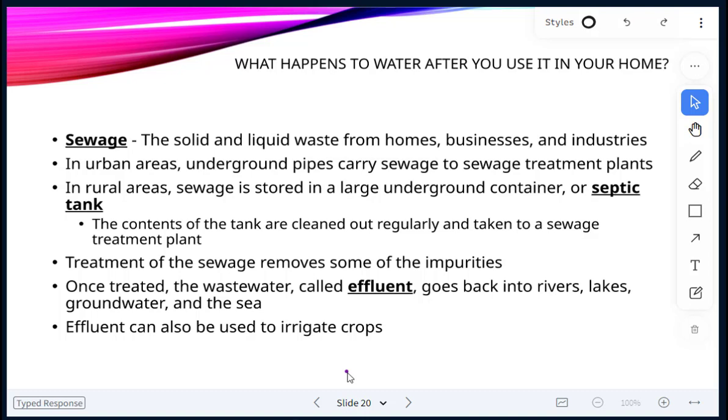So that sewage gets treated. It's going to remove the impurities. Once it gets treated, it's called wastewater, which is also called effluent. Now that effluent can go back into rivers, lakes, groundwater, and the sea. That effluent is also used to irrigate crops.